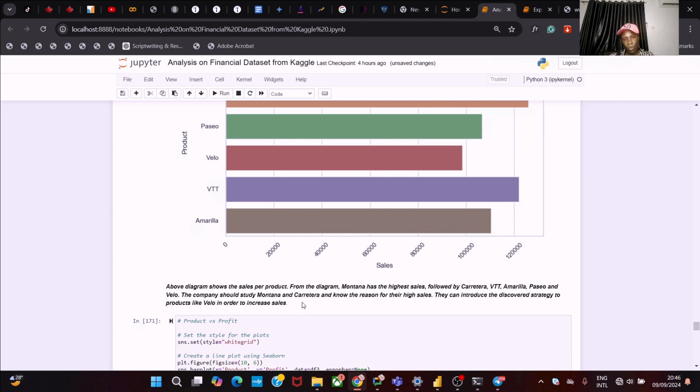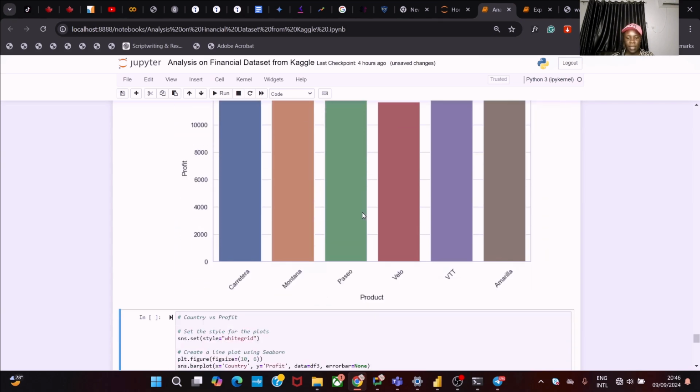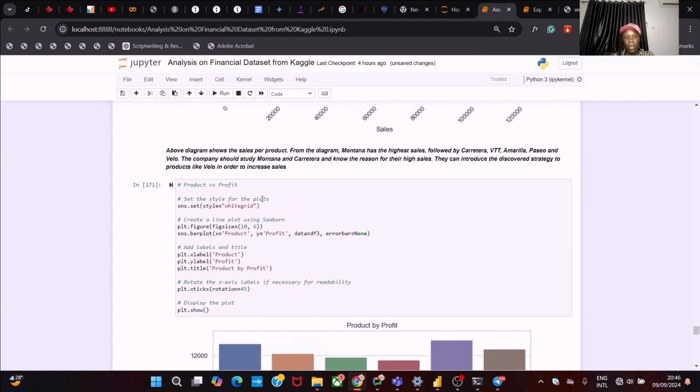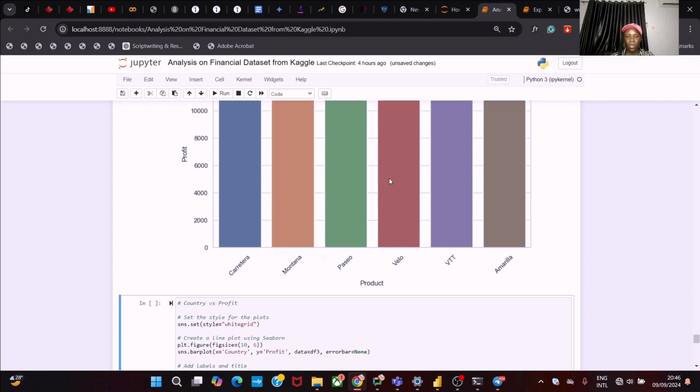People will feel that because Montana has the highest sales, it should have the highest profits. It's not that way. We should factor in things like returns. It could have the highest sales, but also the highest returns. We should also factor in product price. Maybe Montana is sold for $10, while VTT is sold for maybe $50. So these are things we should factor in.